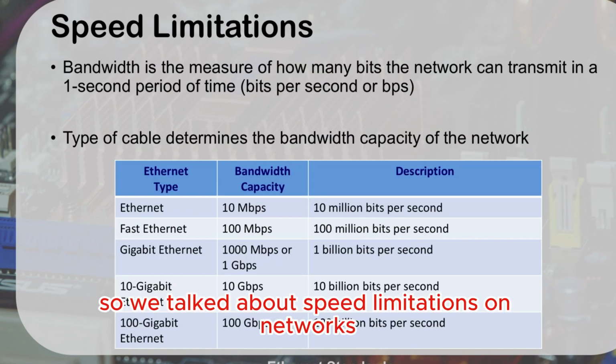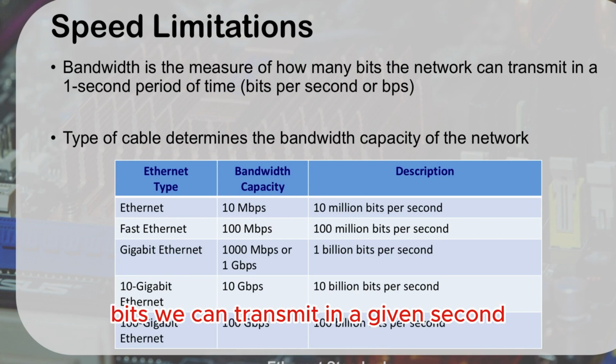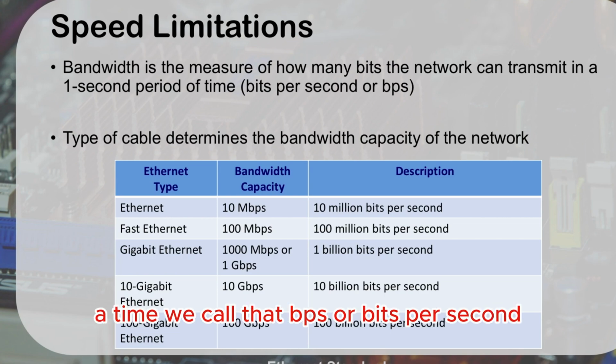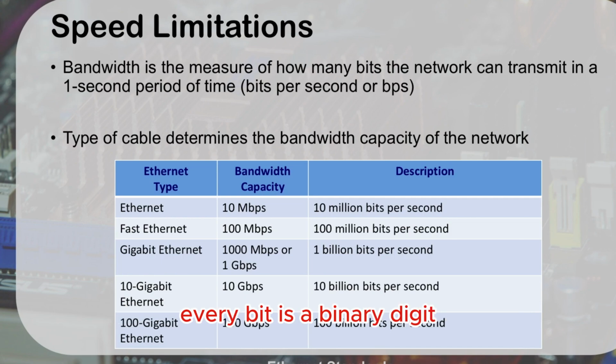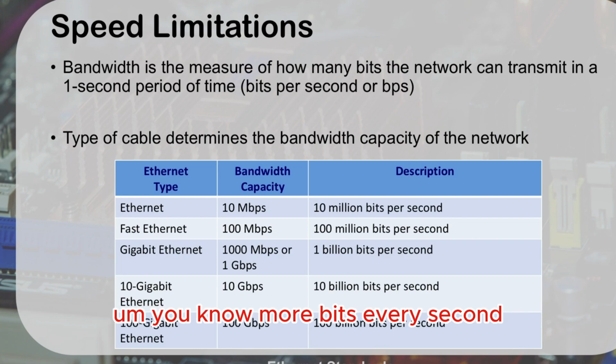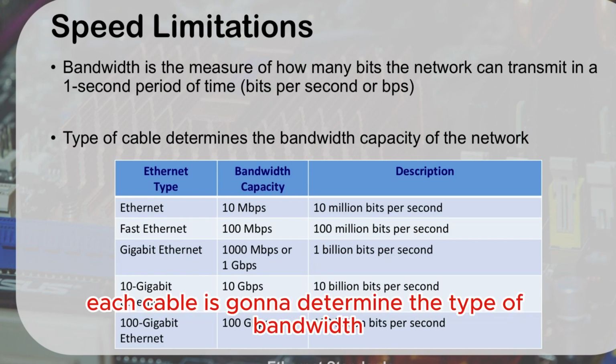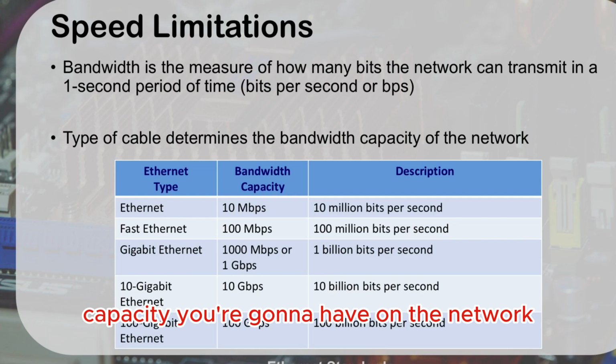So when we talk about speed limitations on networks, we're talking about bandwidth. It's a measure of how many bits we can transmit in a given second at a time. We call that BPS, or bits per second. Every bit is a binary digit. It's either a 1 or a 0. And if I can transmit more bits every second, I have a faster network. That's my bandwidth. Each cable is going to determine the type of bandwidth capacity you're going to have on the network.